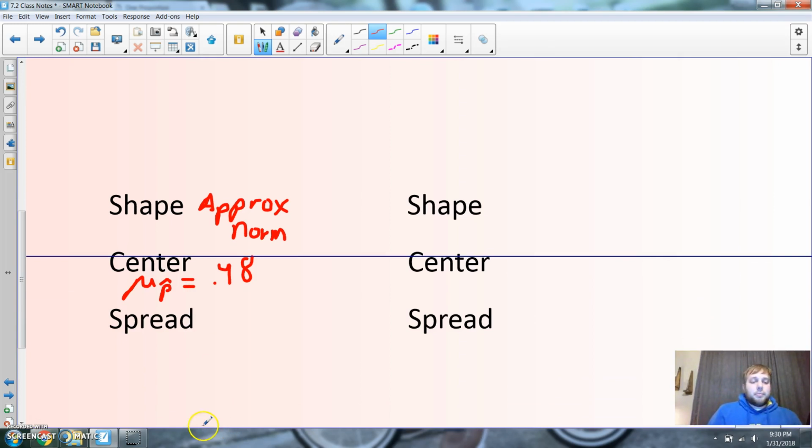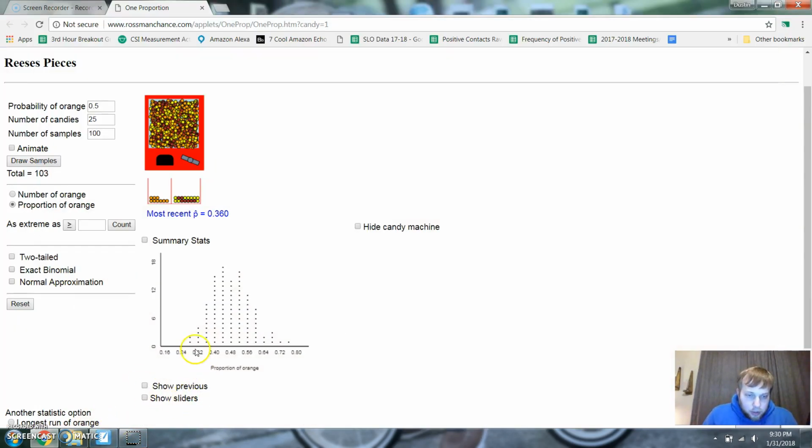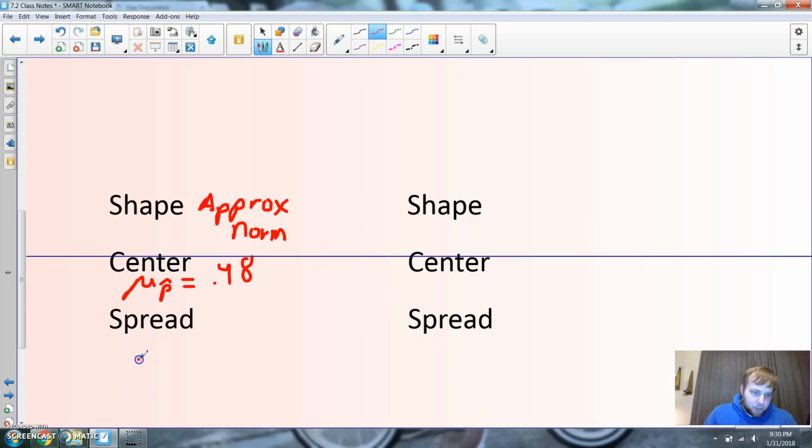Okay. And what would be my spread? So how far out do I go? What do you think that is? That's about like what, 28? All the way to about 75%? So from like 28 to 75%. So from 0.28 to about 0.75. This is a rough estimate.